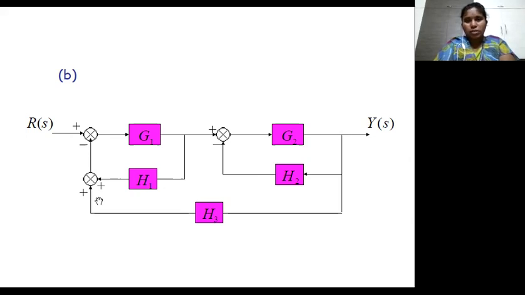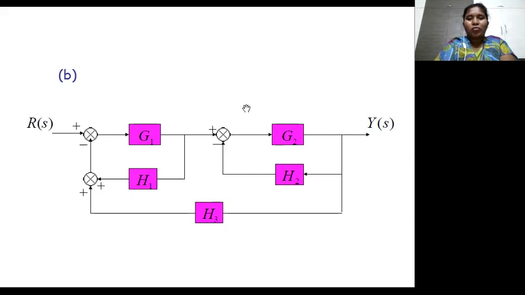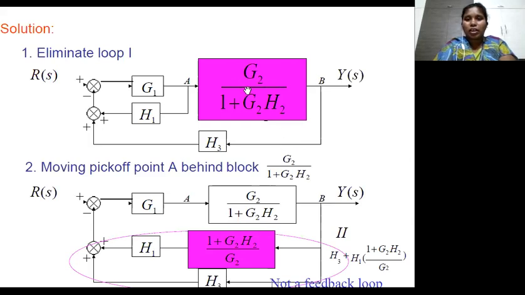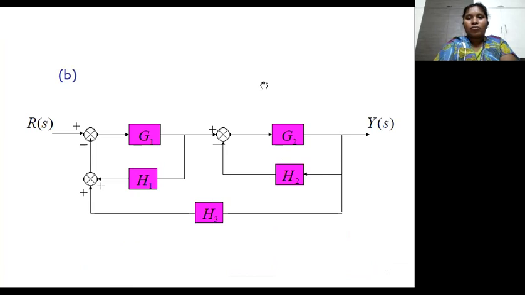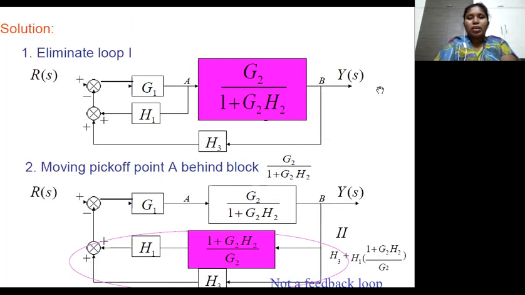So initially I am simplifying the RHS side part. Here I am considering G2 and H2, both having a closed path, right? So from that I can apply the transfer function equation, that means G divided by 1 plus G into H. Here it is a negative feedback, so I am applying G divided by 1 plus G into H. From that equation I can obtain G2 divided by 1 plus G2 into H2, right? So here I eliminated the first loop. I'm eliminating loop number 1, and from that I obtained this one.